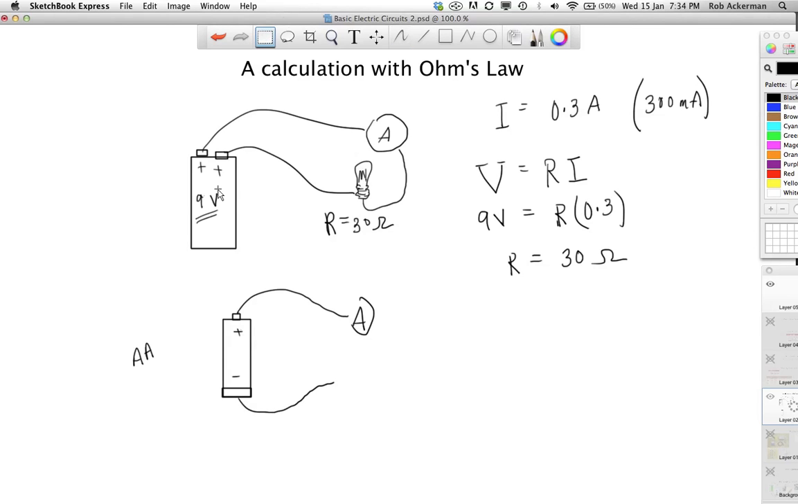By the way, I just realized I made two positive terminals up here. It must be something that I ate. Okay, there we go. So here's the light bulb.